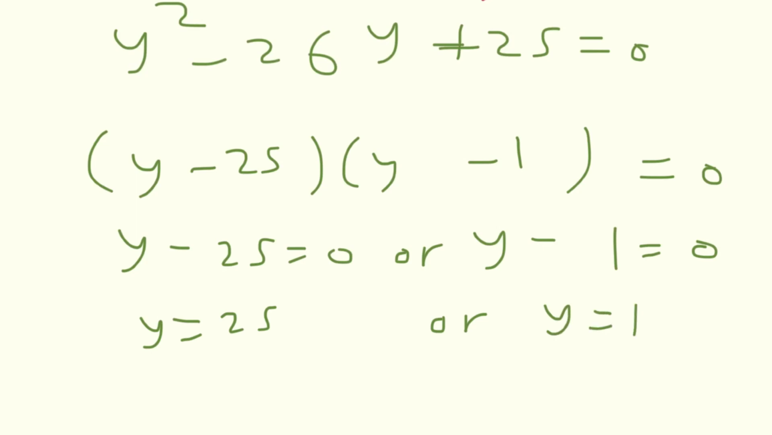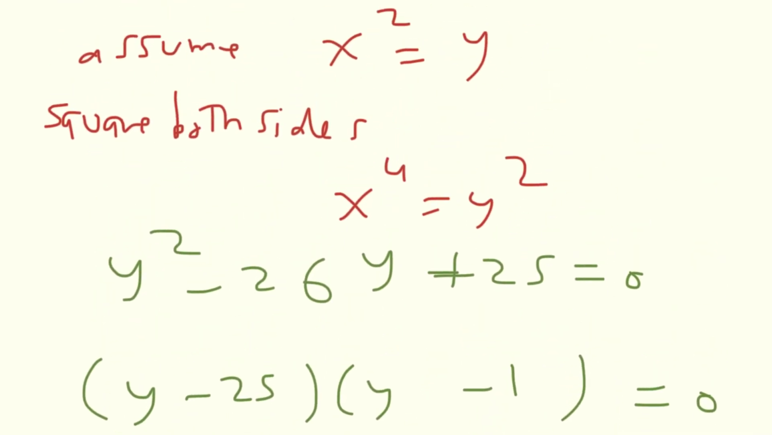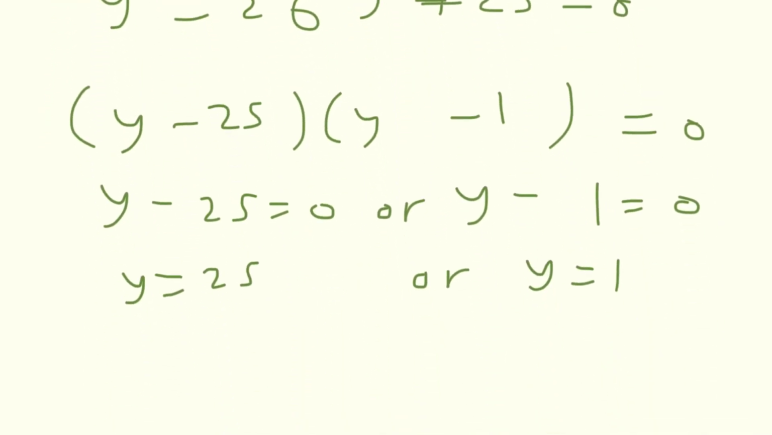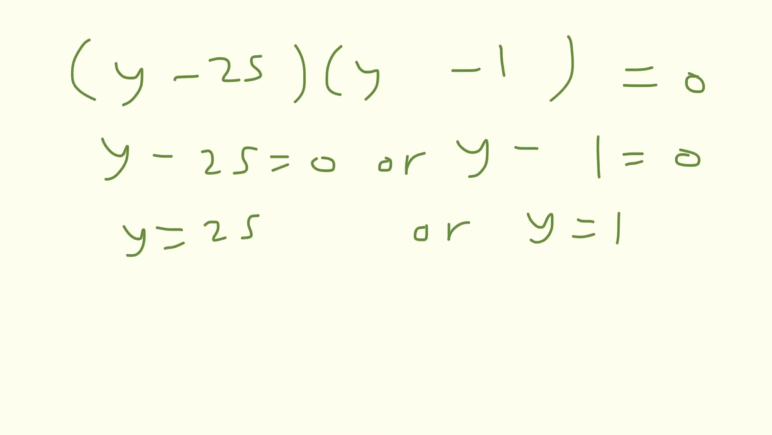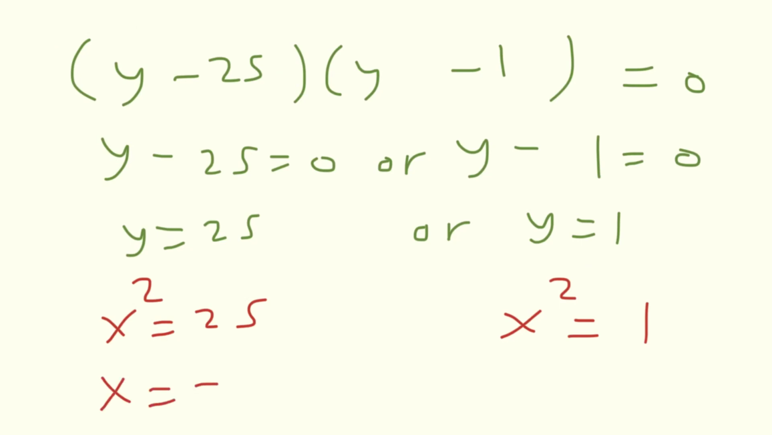Now let's go back to the x. What was y anyway, if you remember? What was y? y was x squared. So let us put y equal to x squared here. This is actually x squared. And this is actually x squared. Yes. So if you solve this one equation now, x squared is 25, that means x is plus or minus 5. And that means x is plus or minus 1.